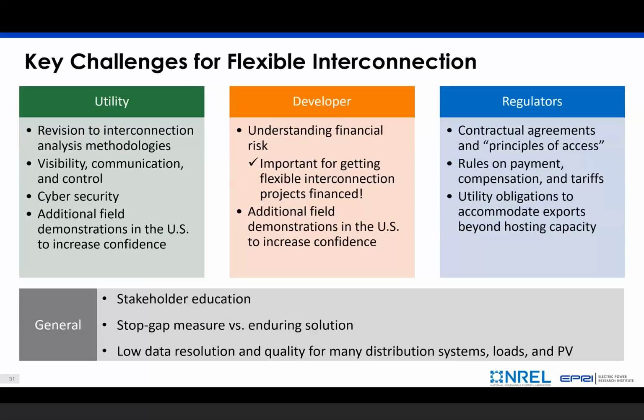Determining which circumstances lead more towards stopgap measures versus those that are more enduring solutions can also be a challenge. And then as Kelsey and Devin mentioned earlier, the availability and quality of data with respect to distribution systems, the loads, and solar can go a long way toward ensuring some consistency with respect to curtailment estimates. So obviously getting high quality data is always a challenge.